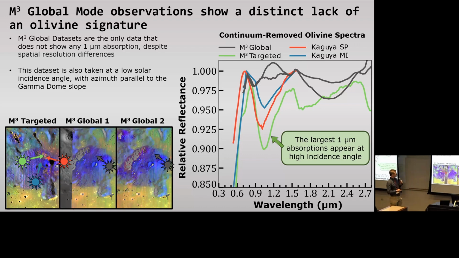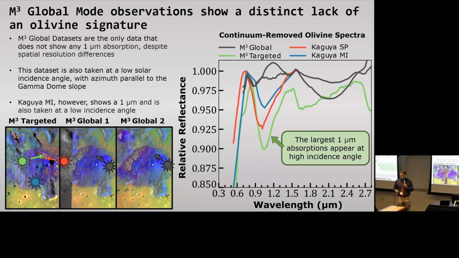which show the highest 1 micron absorption. But throwing a wrench into things, we have the Kaguya MI data set that shows a 1 micron absorption, but is taken at a similar incidence angle to the M-cubed global data sets. So it's not an incidence angle thing. It's probably something a little more complicated. And we're going to have to look at something like the solar azimuth angle as well, like how the sun is actually coming in and looking at the scene.